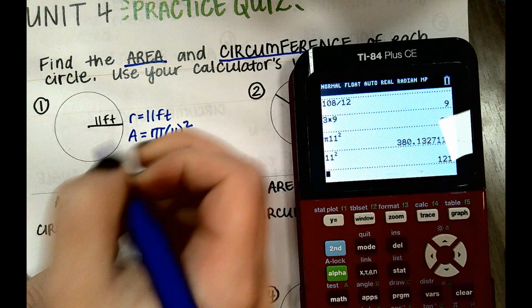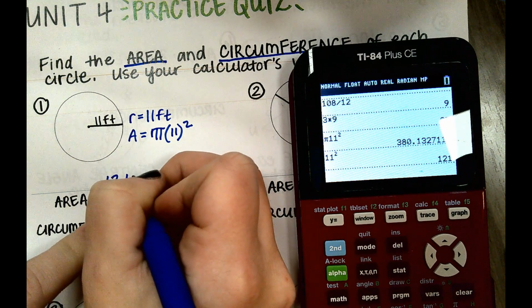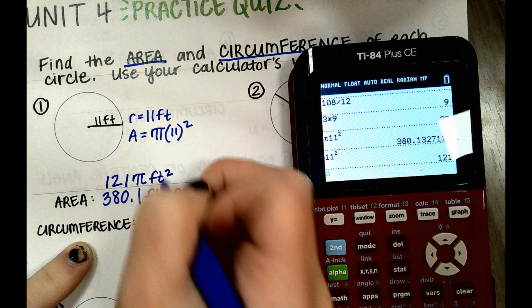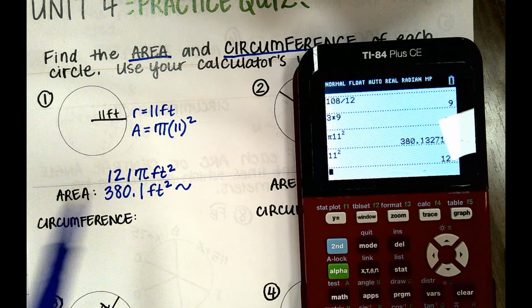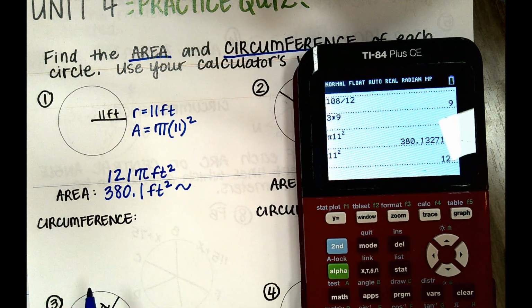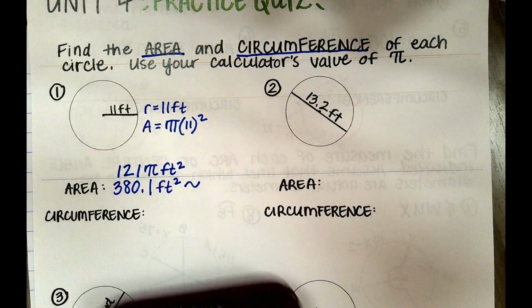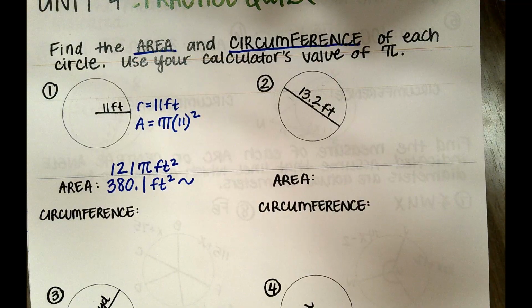I would accept either answer. I would say 121 pi feet squared. You do not have to find both. You can pick one or the other. I will accept either one. So that's my area, my 2 options for area.